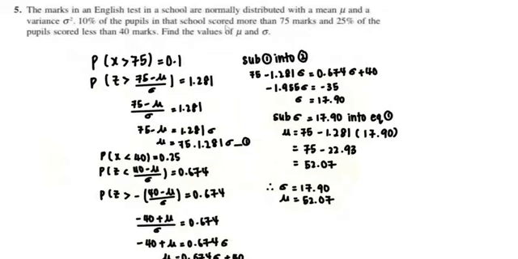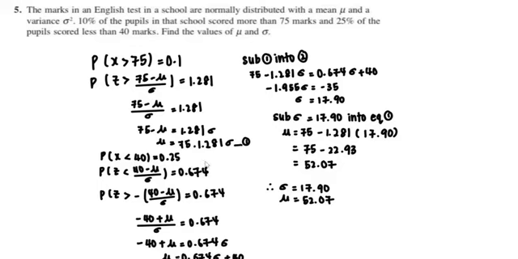Next. Okay, let's see question 5. We can get the information from the question: the probability that a pupil in their school scores more than 75 marks is 0.1. So we refer to the standard normal distribution table. We get that 0.1 corresponds to 1.281. We put the mean in front and we get equation 1.